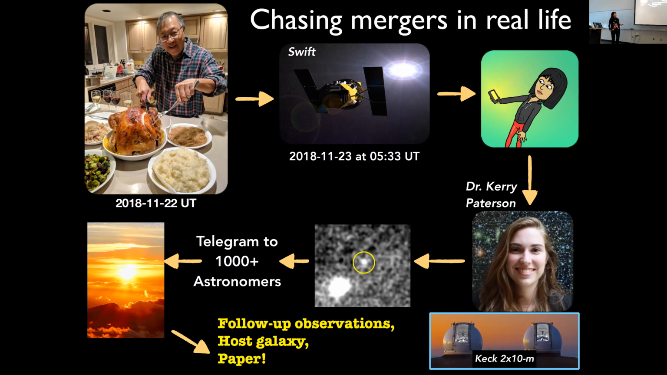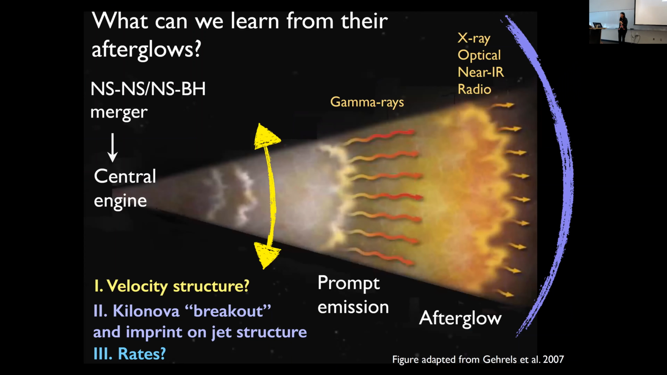But this type of cycle doesn't happen too often, but with gamma ray bursts and now also with mergers, this type of thing does actually interfere with real life sometimes. So why do we put ourselves through all that pain, basically dropping everything and chasing the afterglows?